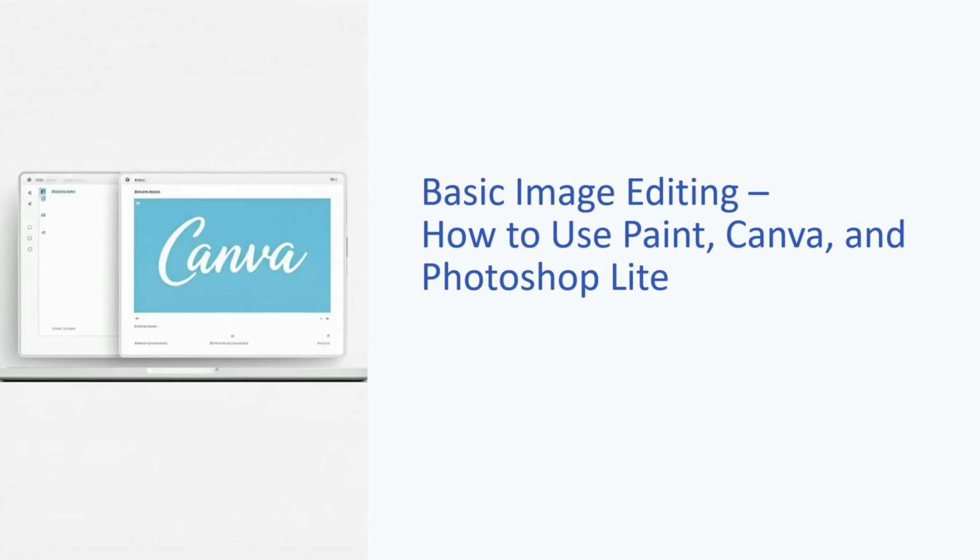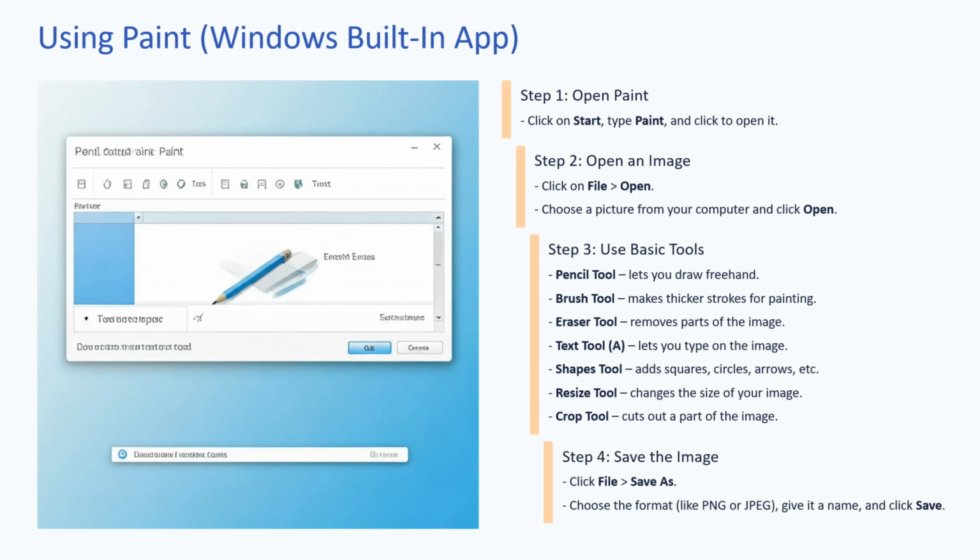In this video I will explain basic image editing. We will see how to use Paint, Canva and Photoshop Lite. First we will see how to use Paint, which is a built-in app in the Windows operating system. It has basic tools like pencil, brush, eraser, text, shapes, resize and crop. We will see how to use this.